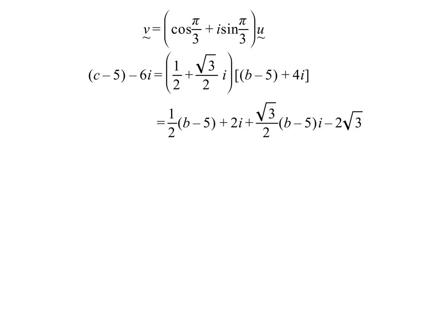Whew, remember, we're trying to work out what B is. It's only B I want to find. I don't care about C. So if I equate the imaginary parts, the real part must equal the real part, the imaginary part must equal the imaginary part, then negative 6 must equal 2 plus root 3 on 2 times B minus 5. So I don't need to know point C. It was only in the real part, and I'm not using that. I'm just using the imaginary part here. I should be able to make B the subject of this.